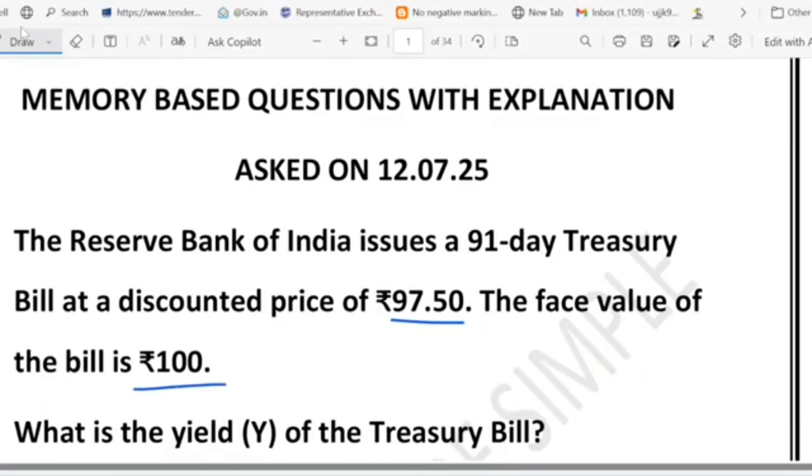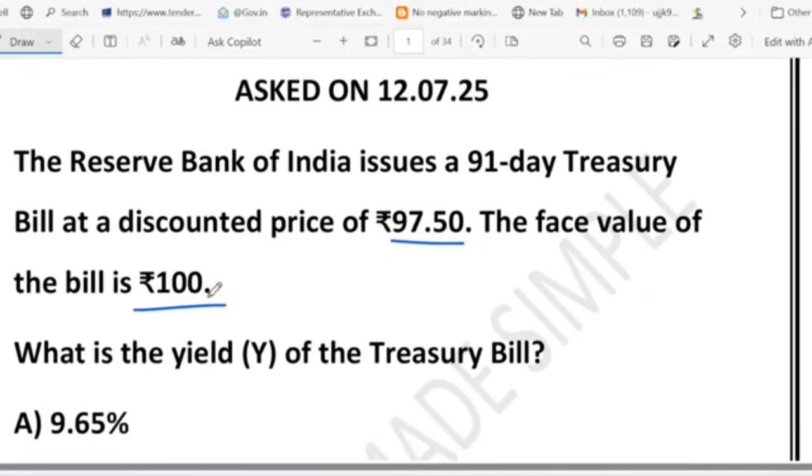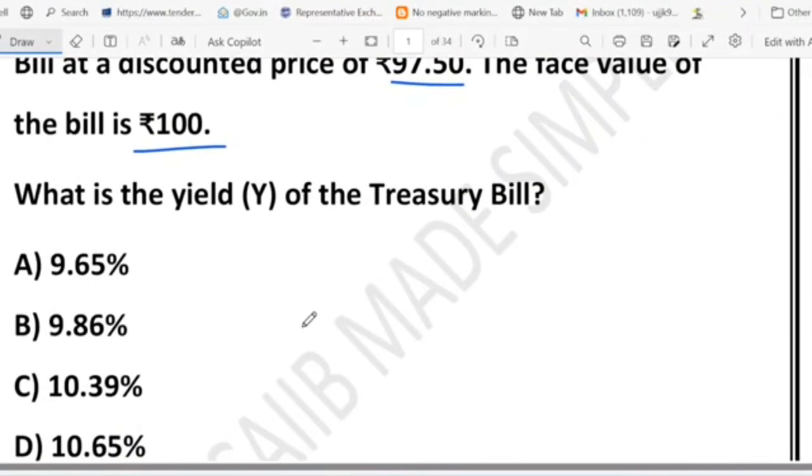And the face value of the bill is given as rupees 100. So now the question is, what is the yield of the treasury bill? Options are 9.65%, 9.86%, 10.39% and 10.65%. So friends, first of all understand the question.